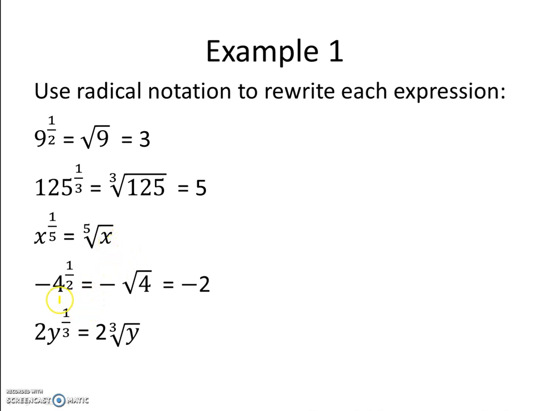We have to be careful on the next one because that -4 is not in parentheses, so the negative stays outside of the radical, and we have a negative square root of 4. We know the square root of 4 is 2, so our answer ends up being a -2.